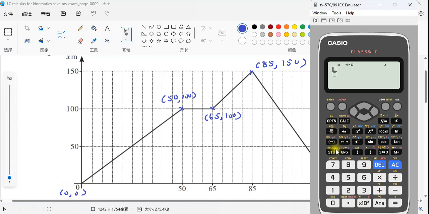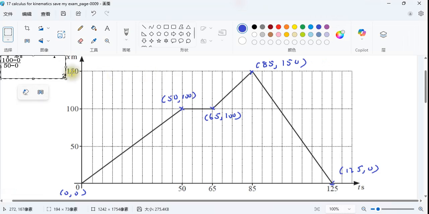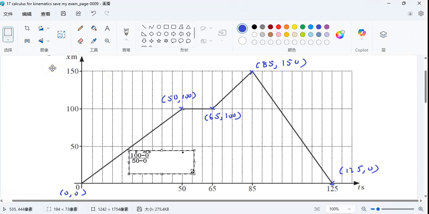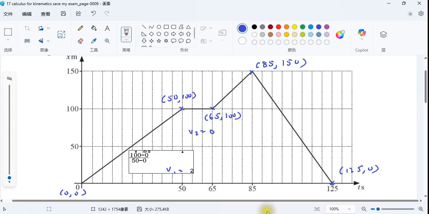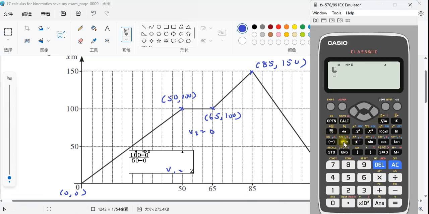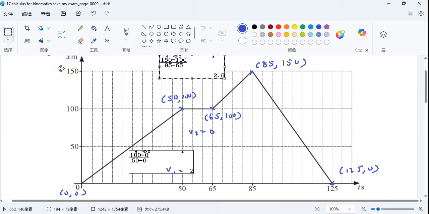So the gradient for the first part will be 100 minus 0 over 50 minus 0, which is 2. Then this is the V1. Then this velocity is 0, the gradient is 0. Then the next one is 150 minus 100 over 85 minus 65. So it's 2.5. Yeah, this is 2.5.